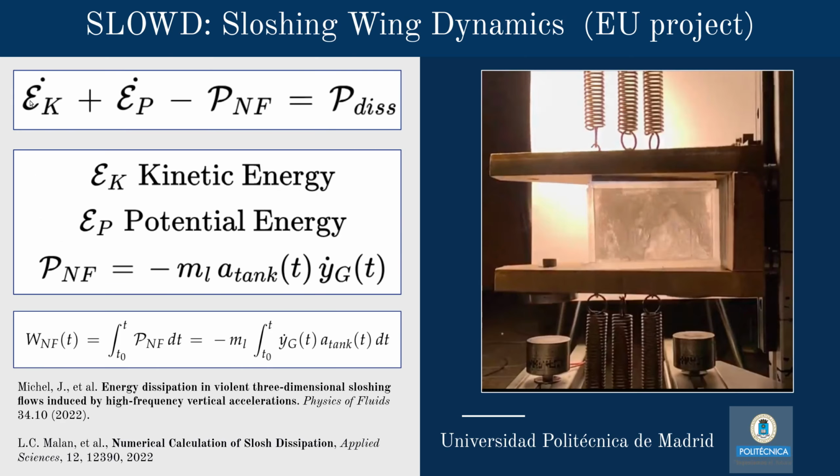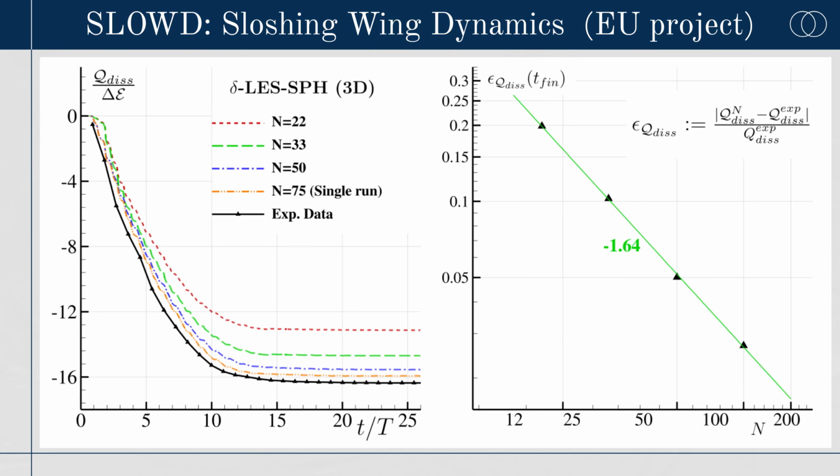From the experiments, it was possible to evaluate the sloshing dissipation by measuring the hydrodynamical forces and the tank motion. This global quantity can therefore be used to validate the SPH model that we adopt. In this slide, the measured sloshing dissipation in time is shown in the left plot with the black curve, while the colored curves correspond to SPH simulations performed at different spatial resolution, so increasing the number of particles.